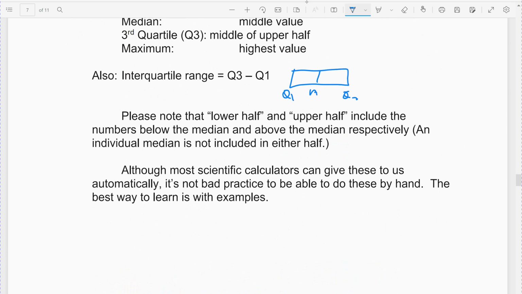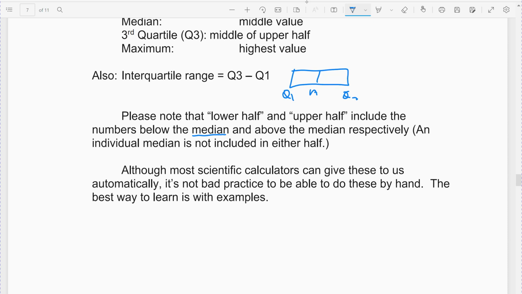When we are finding quartile 1 and quartile 3, we want to find the middle value of the lower half and the middle value of the upper half. Just be aware that the median should never be included in the upper half or the lower half. If it's an odd set and there's a middle value, it's not included in either half. So you do not use that number when you're finding the third quartile or the first quartile.